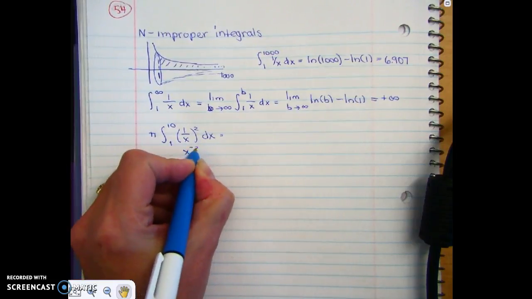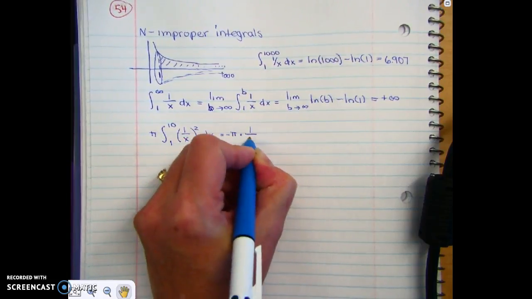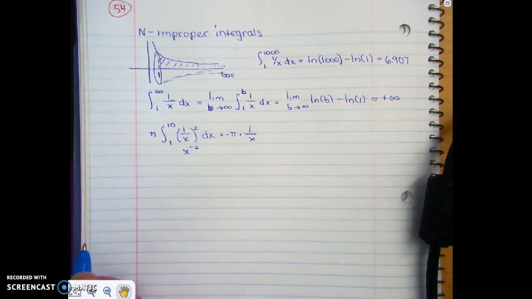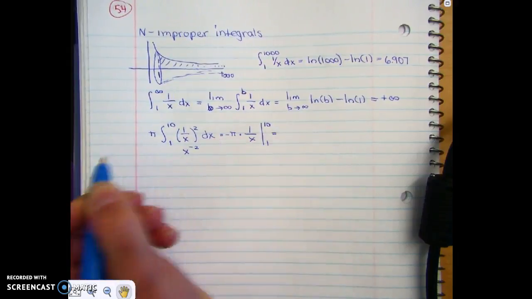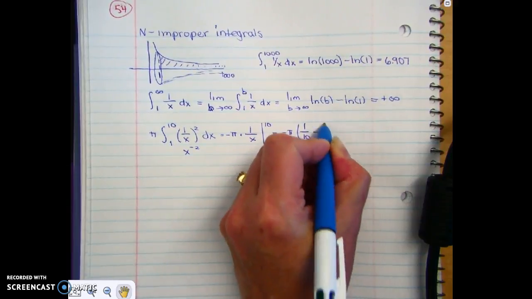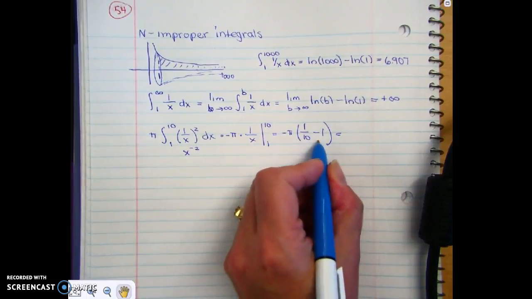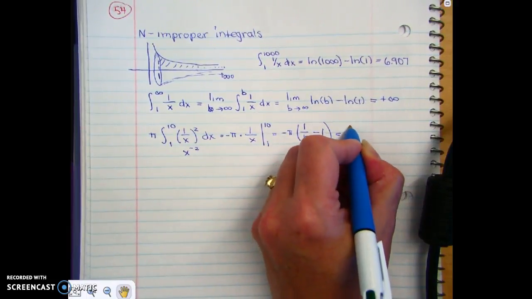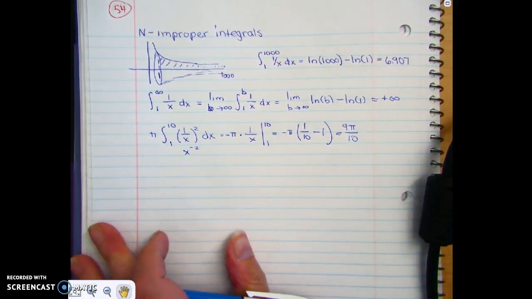So this is going to be x to the negative second when I rewrite it. So this is going to be pi times negative 1 divided by x. When I integrate this, and I want to evaluate this from 1 to 10, this is going to be negative pi times 1/10 minus 1, and so that's negative 9/10, so that's going to be 9 pi tenths. And maybe somebody could check that on the calculator for me. Check my arithmetic. I don't think I made an arithmetic mistake.